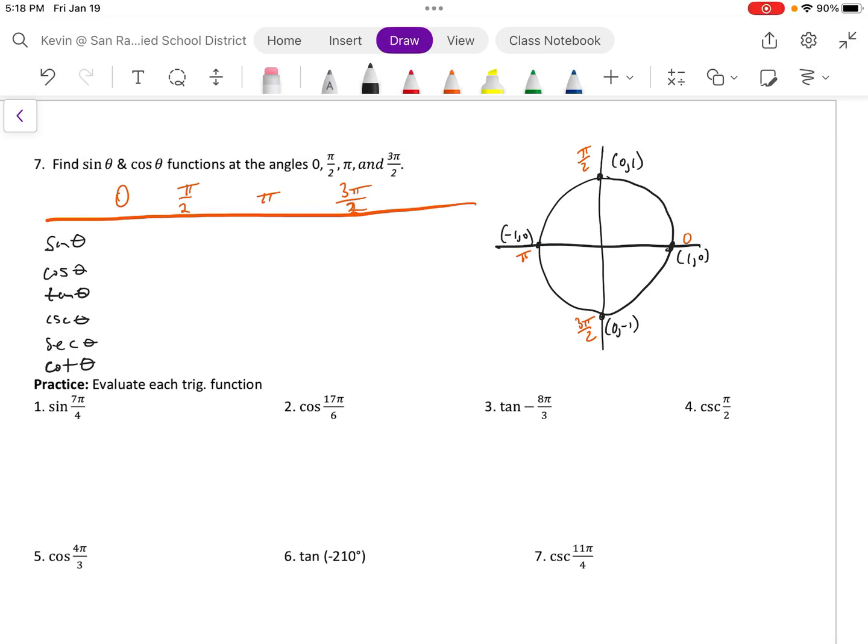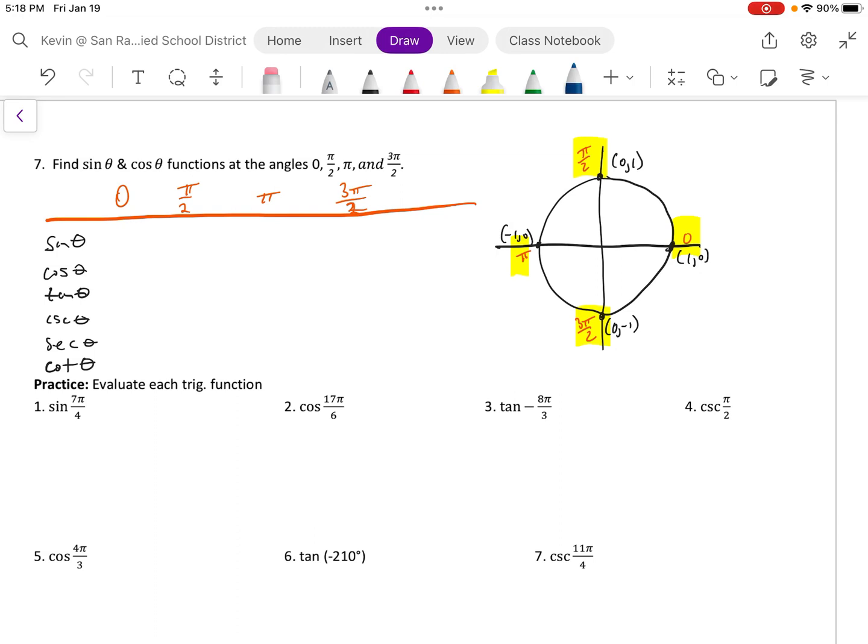Okay, this is 4.4, page 2, and the first problem asks us to find the sine theta and cosine theta, so sine and cosine of an angle, and the angles being a 0-degree angle, pi over 2, pi, and 3 pi over 2. I'm going to go a little step further. I'm going to look for sine, cosine, tangent, cosecant, secant, and cotangent. So we're going to look at all of them for these because it brings up some good points here.